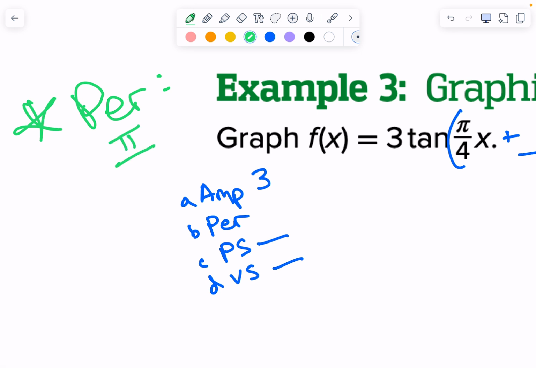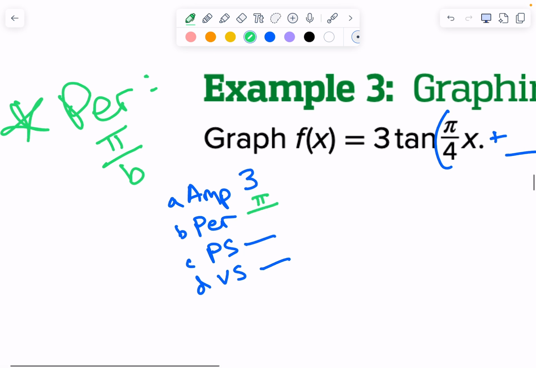Just pi over B, right? Why just pi over B? Because tangent is just pi, right? Normal period for tangent and cotangent is just pi. So it's not 2 pi over B, it's just pi over B. I don't like that. So it's pi over B. What's the B? B is pi over 4, right? Get rid of the x, so pi over 4.